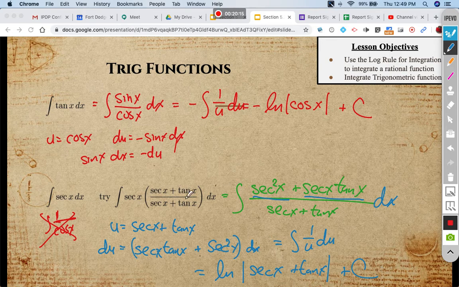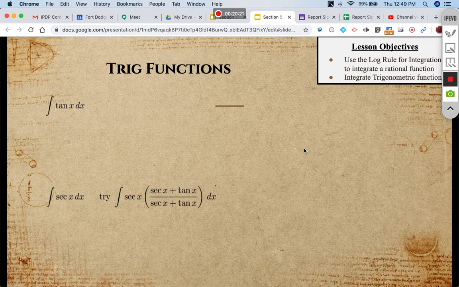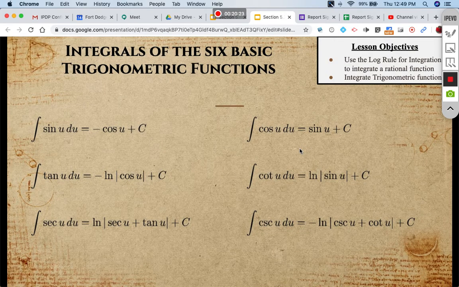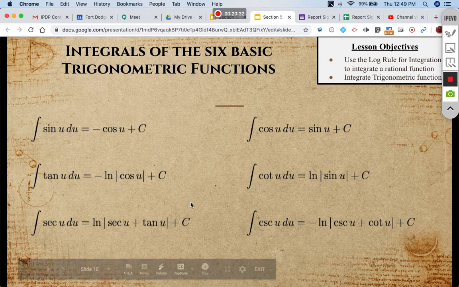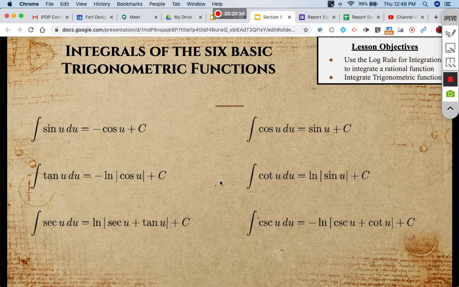You can use a similar trick to do cosecant. Cotangent works just as slick as tangent. So I will just give you them right here. And these are the rest of our integrals of trig functions that you can work with. So got some more antiderivatives. Yay, right?